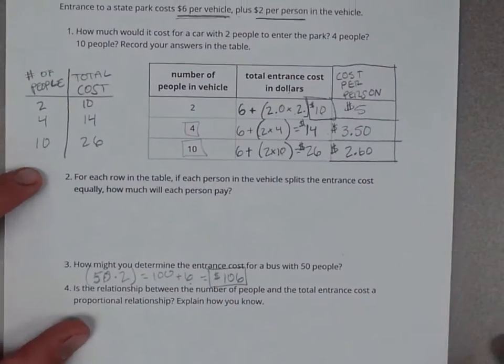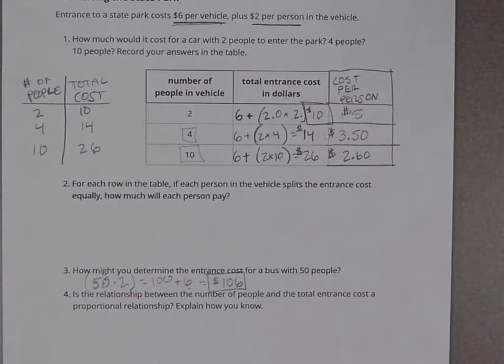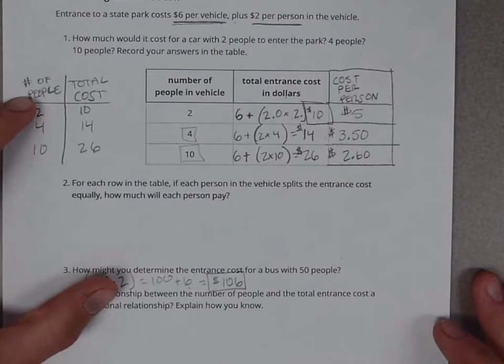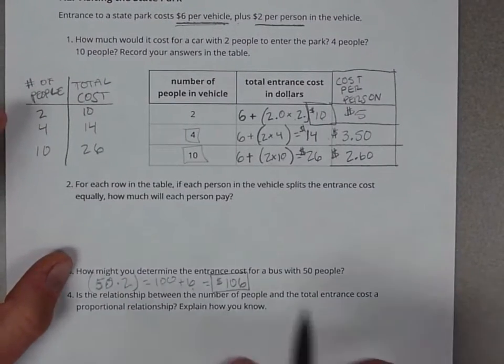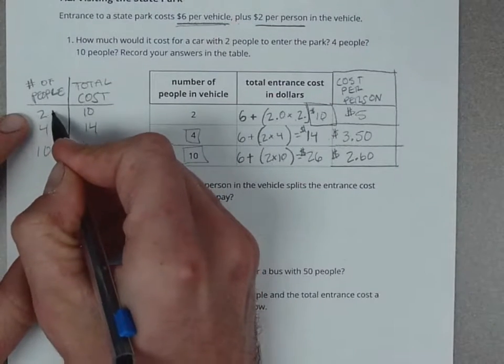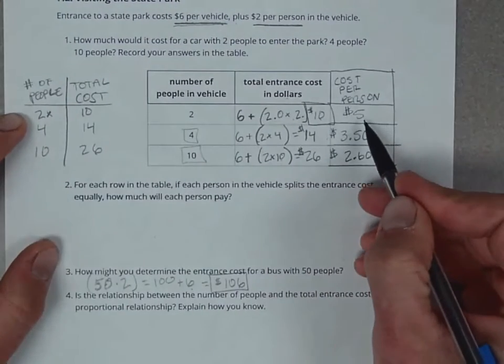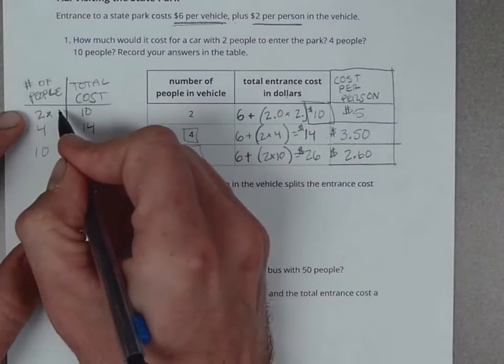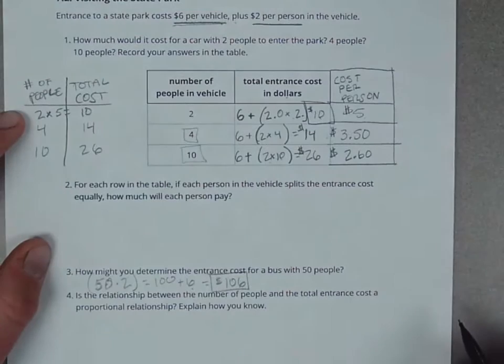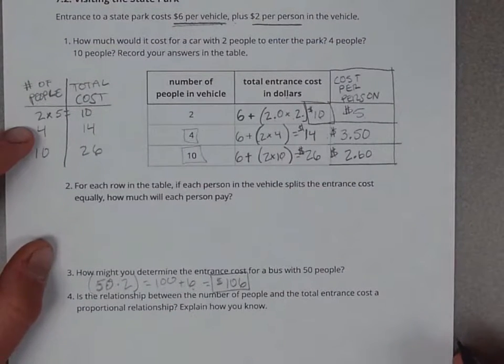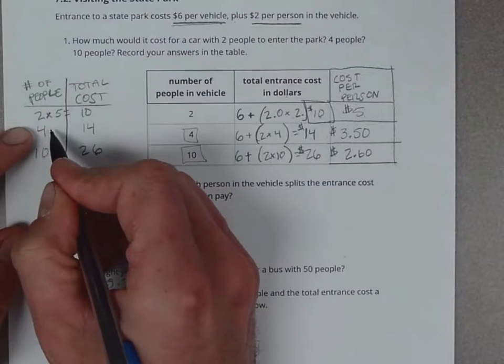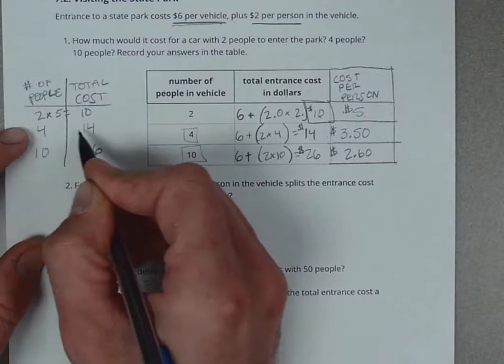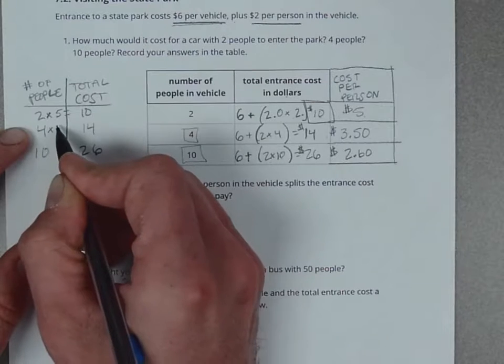Now here's the thing, guys. If this relationship between people and cost is a proportional relationship, then we should be able to multiply the number of people by the same number to find cost every single time. So if the number of people is 2, we determined that it's going to cost each person $5, right? 2 times 5 is equal to 10. But that number changes when we have 4 people. Look at this, 4 times 5 would be 20, not 14. So this one we have to multiply by 3.5.